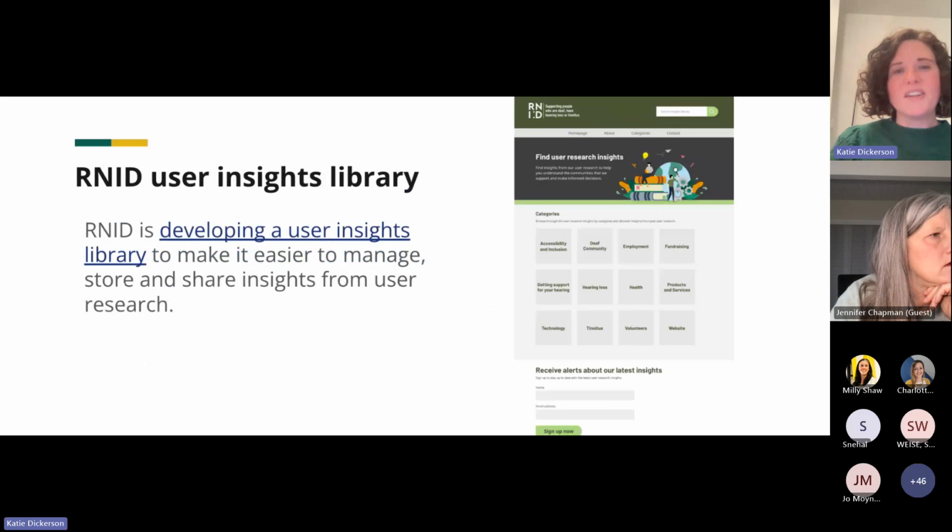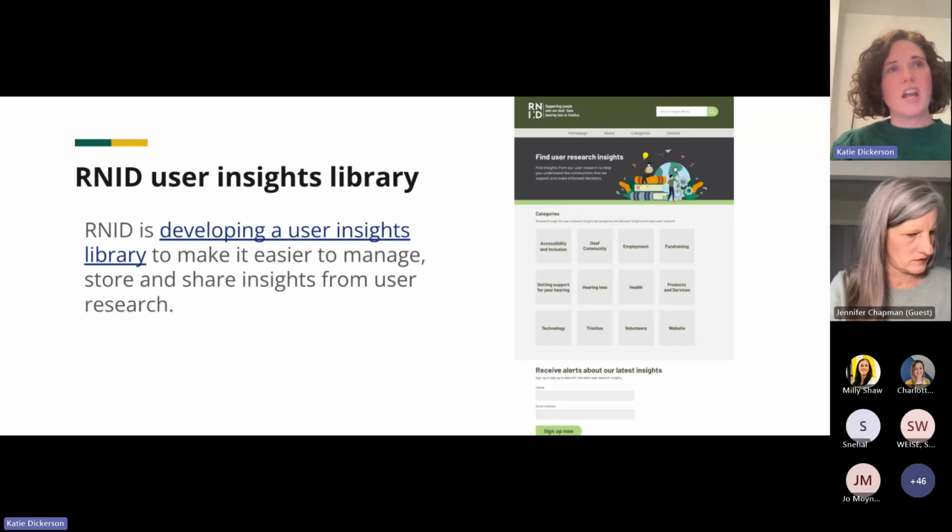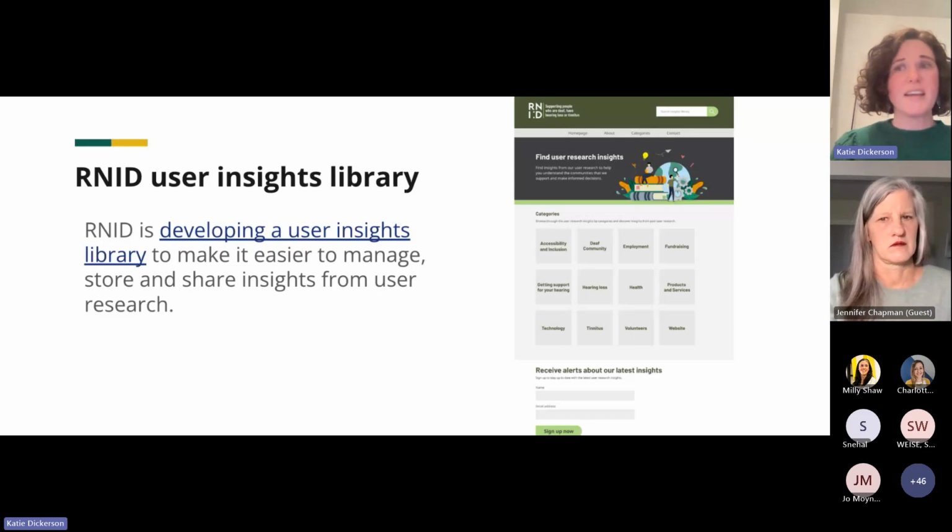We've got the RNID User Insights Library, which is something that I worked on. So I'm maybe a bit biased, but I think it's a really good project. This library aims to make it easier to manage, store, and share insights from user research. So this is just a screenshot of a prototype that we put together that would allow people to search for user research insights by category.